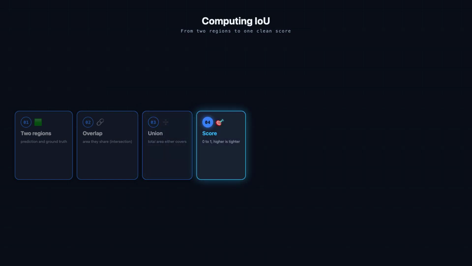Finally, you get a score between 0 and 1. 0 means the boxes miss each other entirely, and 1 means a flawless match. A higher IOU simply means a tighter, more accurate prediction. That single number is the whole metric.